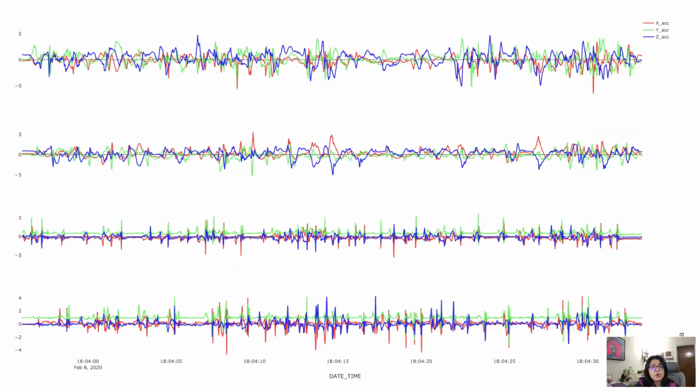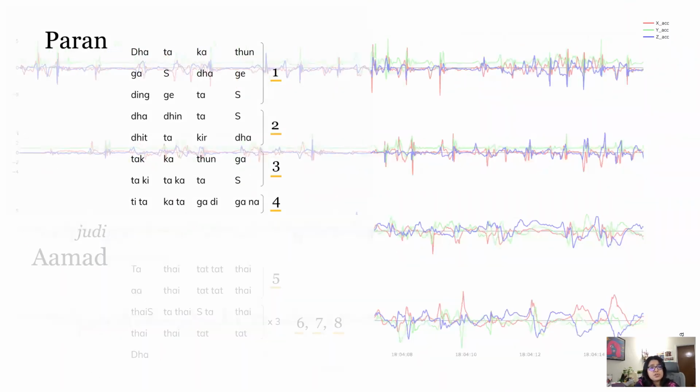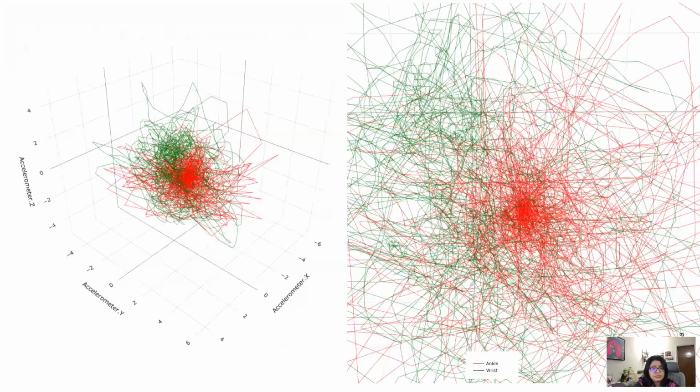And this is a raw plot of the movement intensity of the whole choreography, along with the bols and the different parts. I used the triaxial data to create 3D visualizations of this movement. Here you can see the data from one of my wrists in green and ankle in red.